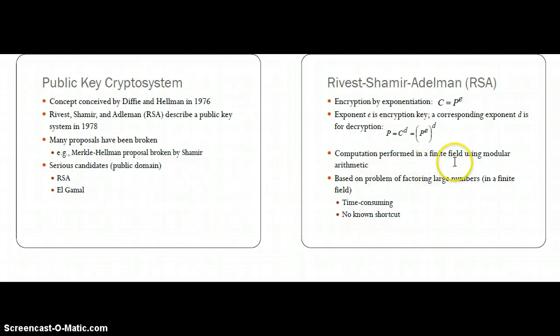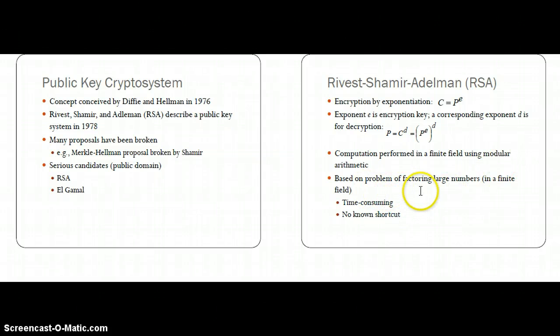Computation is performed in a finite field using modular arithmetic. It means that public key encryption depends on mathematical calculation, modular arithmetic. On the other side, in the symmetric encryption technique, there is no mathematical calculation; it depends on permutation, shuffling, and rearranging the positions of characters. But here, it depends on mathematical calculation with modular arithmetic.